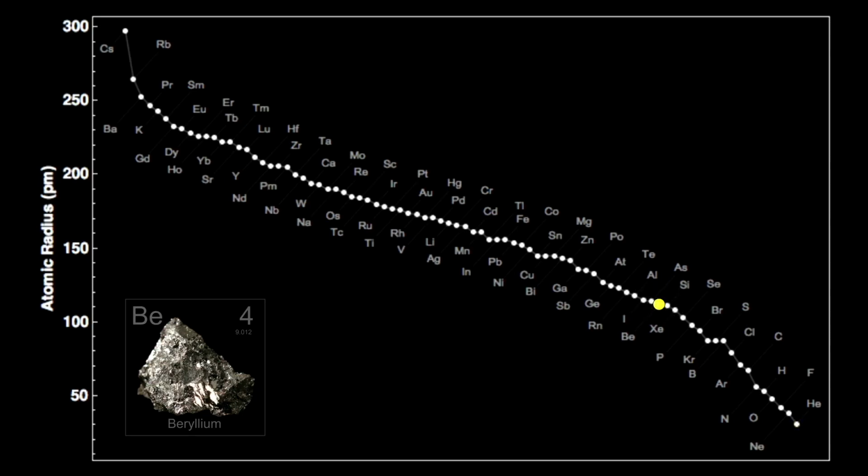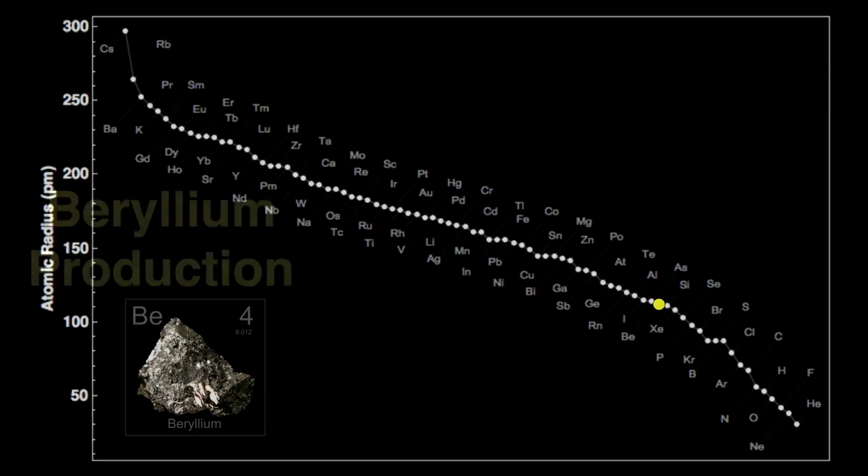Notice that many of the early elements in the periodic table are found in the lower right of this chart, except for the alkali metals, which are generally fairly large.